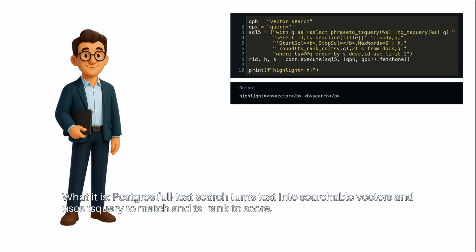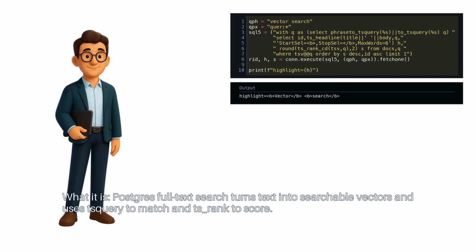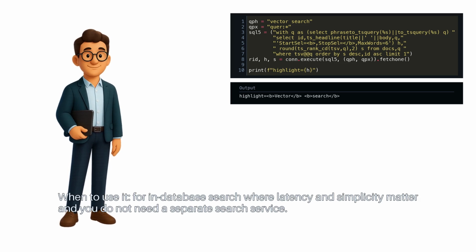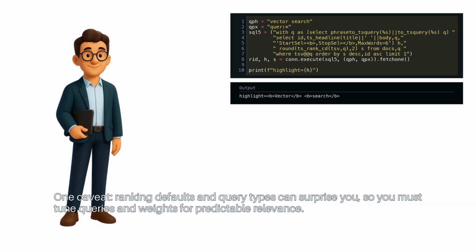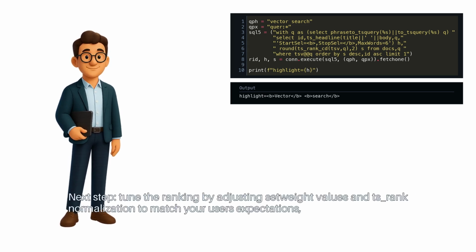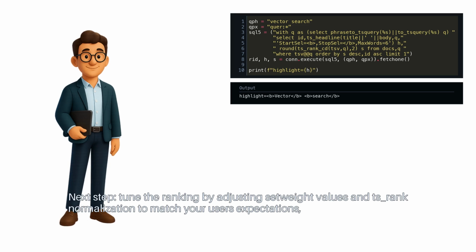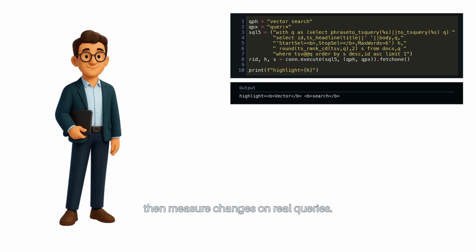Recap: what is it? Postgres full-text search turns text into searchable vectors and uses tsquery to match and ts_rank to score. When to use it? For in-database search, where latency and simplicity matter, and you do not need a separate search service. One caveat: ranking defaults and query types can surprise you, so you must tune queries and weights for predictable relevance. Next step: tune the ranking by adjusting setweight values and ts_rank normalization to match your users' expectations. Then measure changes on real queries.